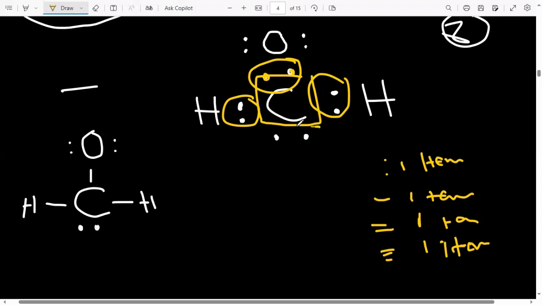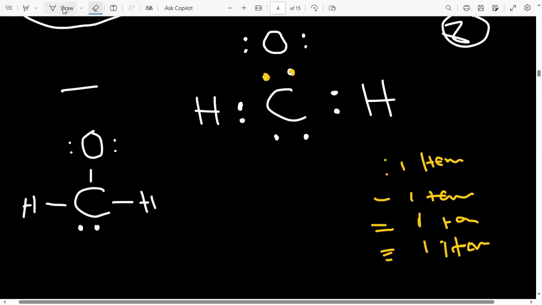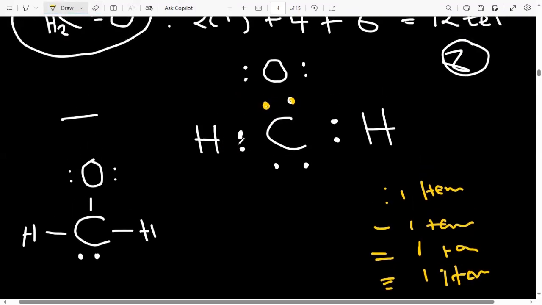Okay, so we can conclude that this part here, the down part here, is a lone pair, right? Because it's not bonded to anything. Okay, so let's count the number of electrons to make sure there are 12 here. So if we count 1, 2, 3, 4, 5, 6, 7, 8, 9, 10, 11, 12. Okay, so we see that there are 12 electrons in this molecule.